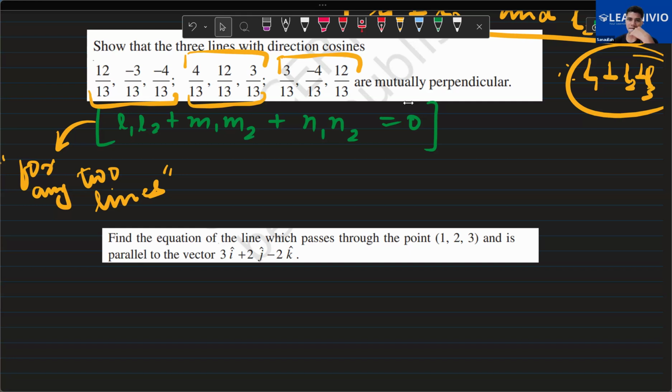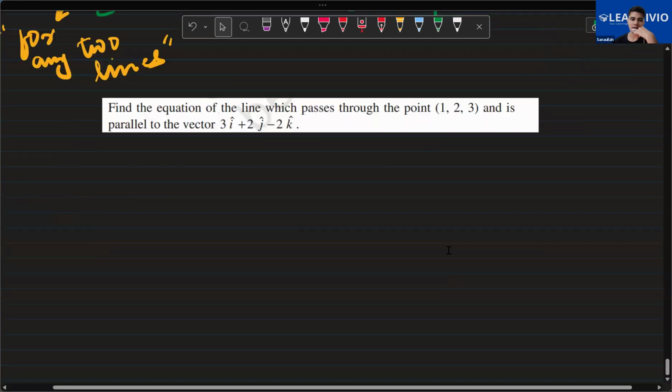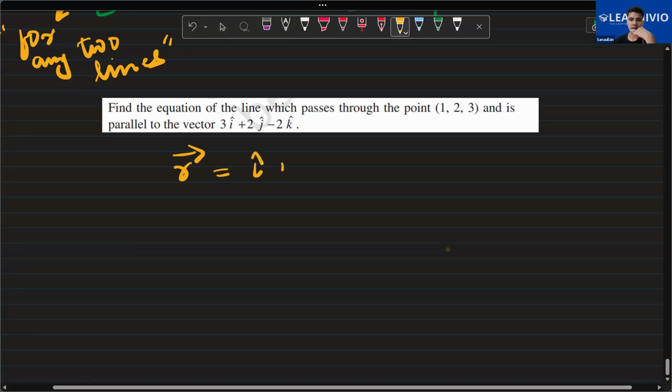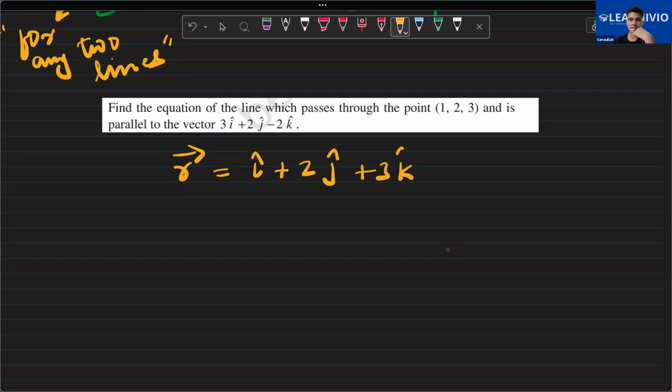तो इतना टाइम क्यों लग रहा है इस क्वेश्चन में? तो सिंपल यहाँ से हो जाएगा ये. This is what: r vector equals i cap plus 2 j cap plus 3 k cap plus lambda times 3 i cap plus 2 j cap minus 2 k cap. One line answer.